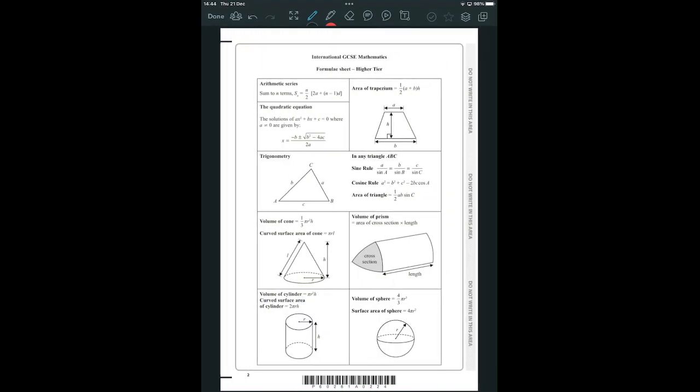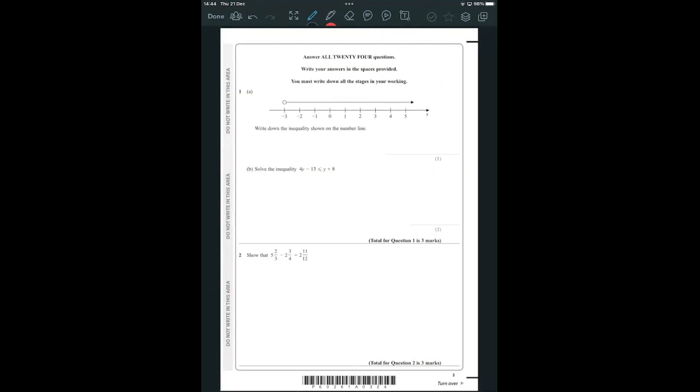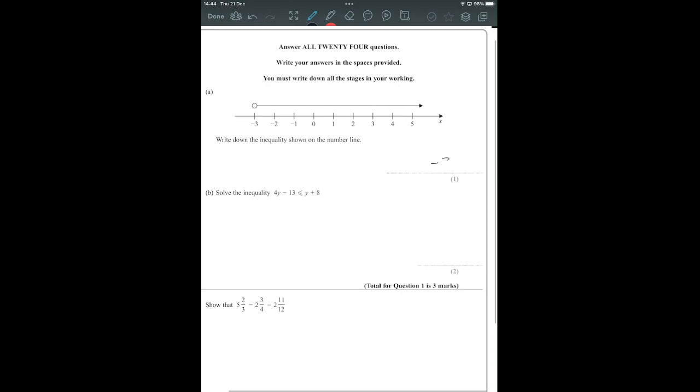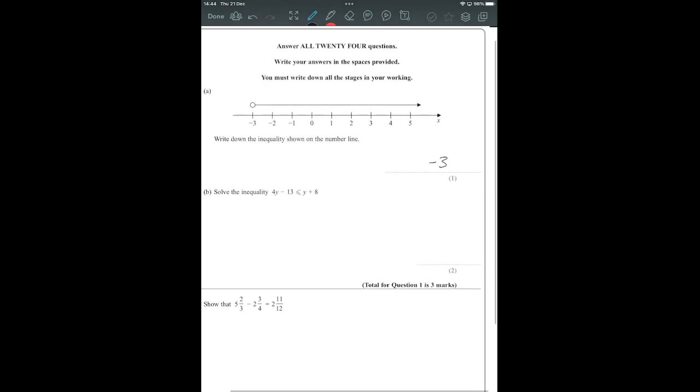As always, page 2 is your formula sheet. It's worth knowing exactly what's on this sheet so you can refer back to it and aid your memory. Straight into question 1 then, an inequality question. Write down the inequality. -3 is the special number. It's an empty circle, and we're going off to the right. The empty circle means we're greater than, not greater than or equal to. Nice easy first mark.